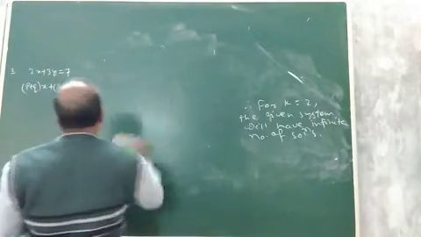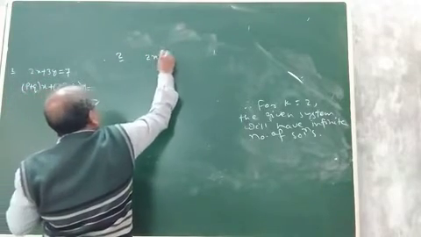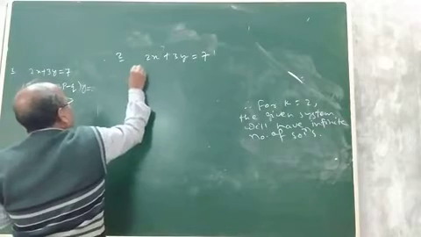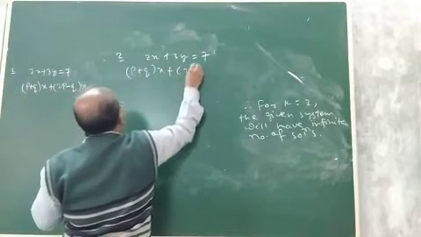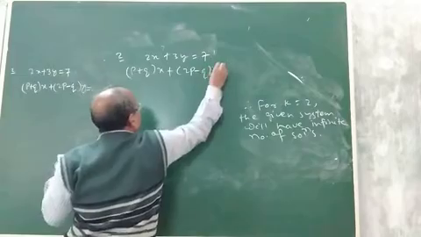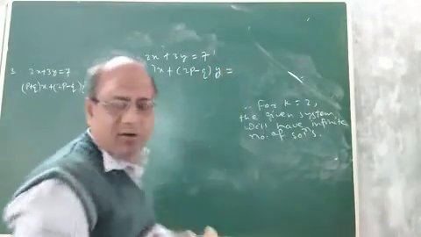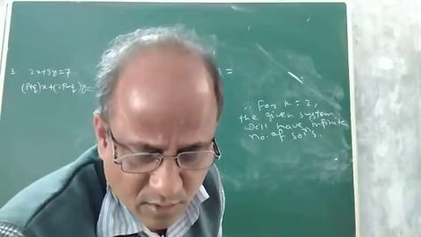Suppose you are given a question like this: 2x plus 3y equal to 7. Then (p plus q) into x plus (2p minus q) into y equal to your 21.